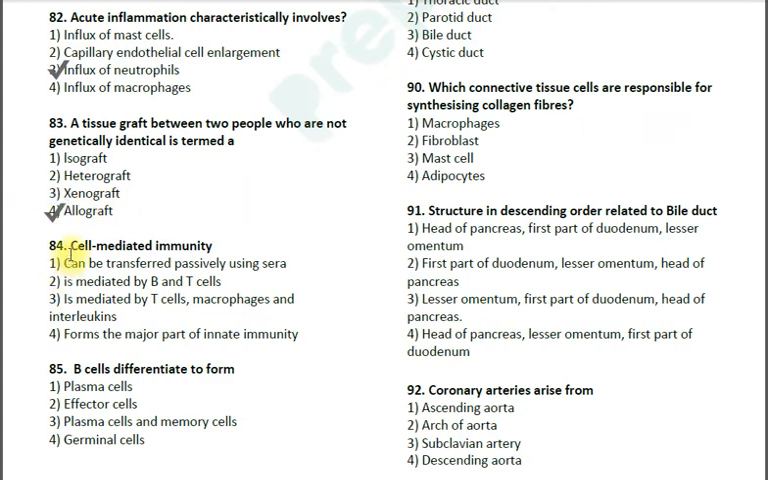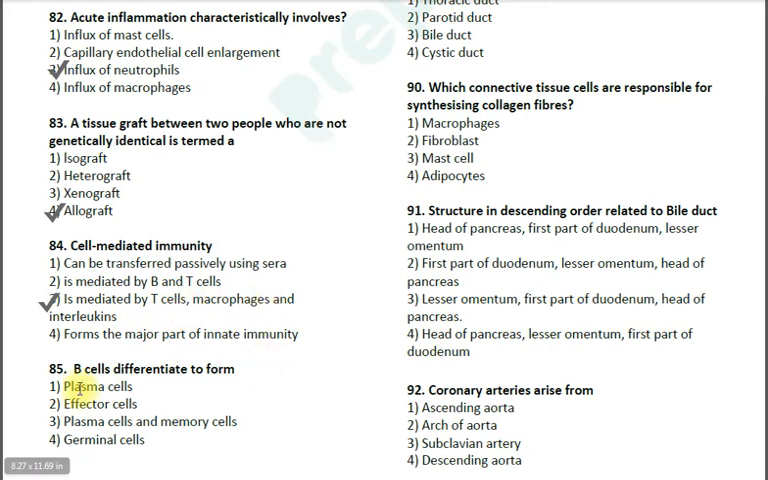Question number 84. Cell-mediated immunity, number 1, can be transferred passively using serum. Number 2 is mediated by B and T cells. Number 3 is mediated by T cells, macrophages and interleukins. Number 4 forms the major part of the innate immunity. Out of these, the correct one is option 3, mediated by T cells, macrophages and interleukins.